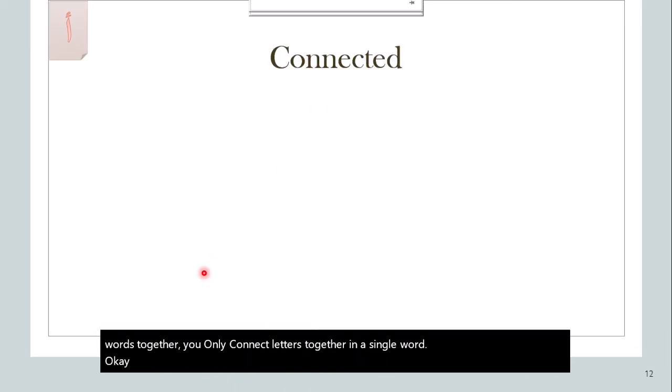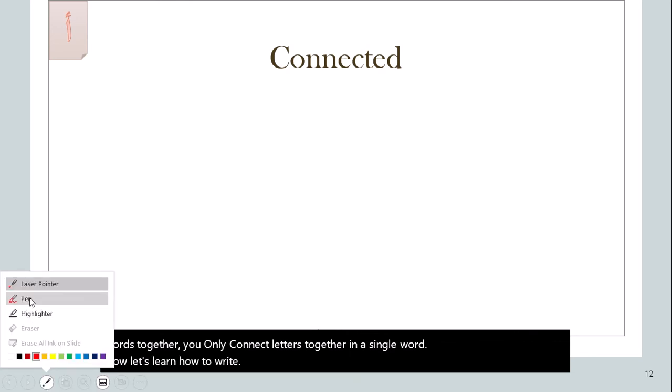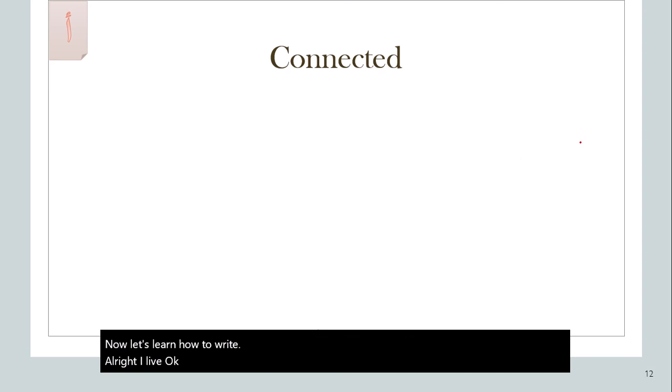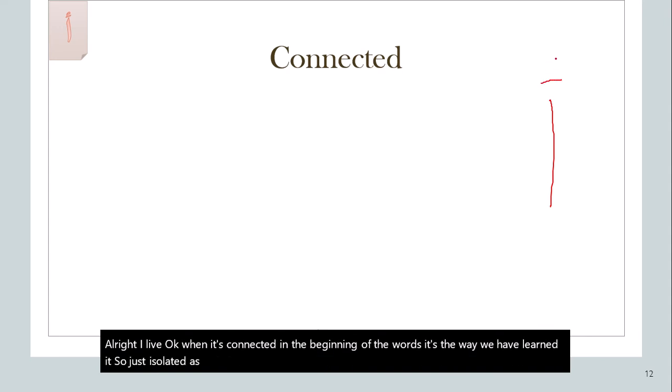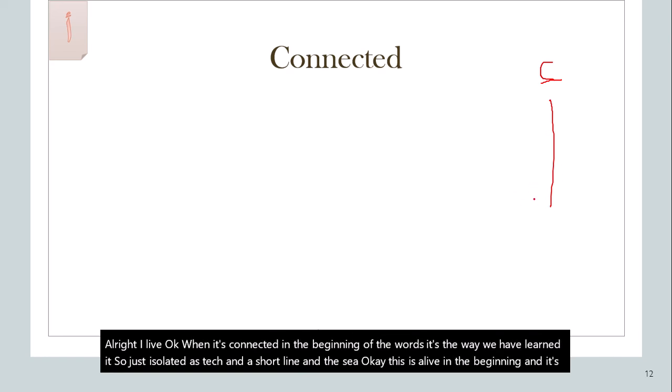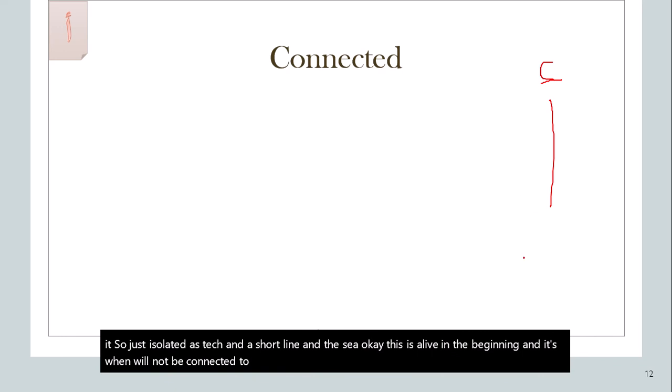Okay, so now let's learn how to write our Alif when it's connected. In the beginning of the words, it's the way we have learned it: just the isolated stick and a short line. This is Alif in the beginning, and it will not be connected to the letter after, so it's as if it's isolated.